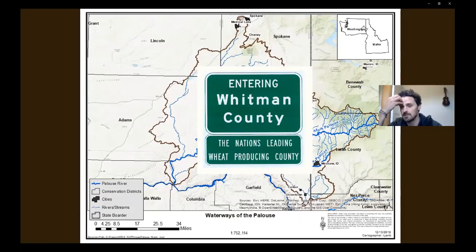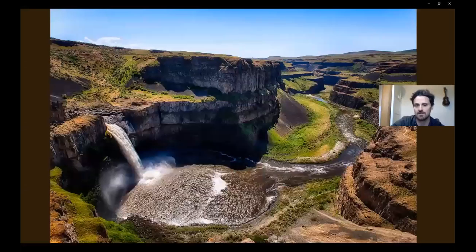Whitman County and the Palouse in general has some of the highest wheat yields in our country, which means lots of agriculture. All the water from the Palouse River watershed drains over Palouse Falls, which is Washington State's waterfall, into the Snake River. And the Snake River is critically endangered habitat for fall and spring Chinook salmon. So all the work that we do up here goes downstream and helps to protect salmon as well.